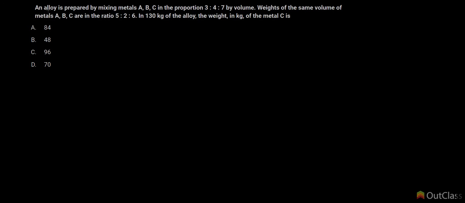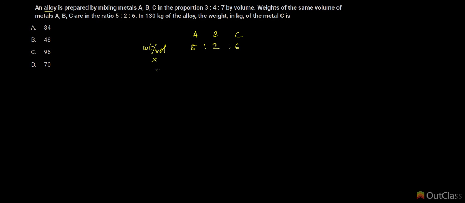Now, in spite of the fact that alloy is mentioned, this is nothing to do with mixtures. What we're using in this question is joint variation and direct proportion. So we are given that weights of the same volume are in the ratio 5:2:6. So weight per volume for A and B and C are in the ratio 5:2:6.